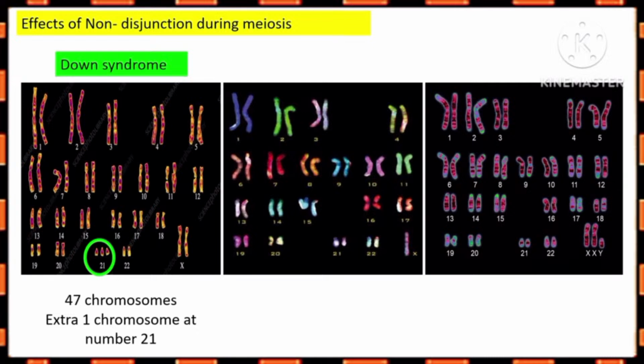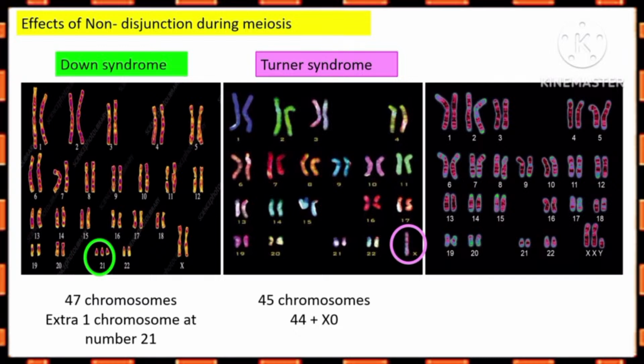How about the second karyotype? Yes, you can see here the abnormality is at the sex chromosome. You can see there is only one X chromosome. So this syndrome is known as Turner syndrome, and the number of chromosomes carried by this person is only 45 chromosomes, which is 44 autosomes plus X0.